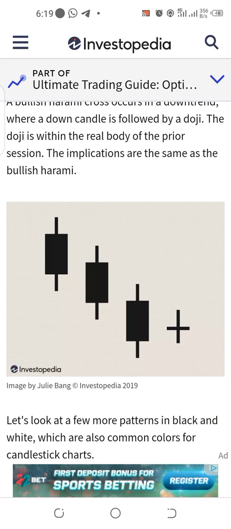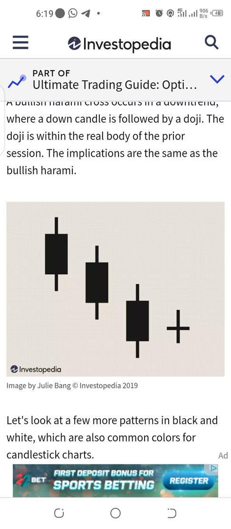It only happens in a downtrend pattern. So look at this one, black means downtrend, three black. Then the next one is a doji. Doji means a cross. The opening price and the closing price are almost at the same point, so it does not have a real body. So if after this doji the next candlestick is a bearish candlestick, just know that there is a reversal.